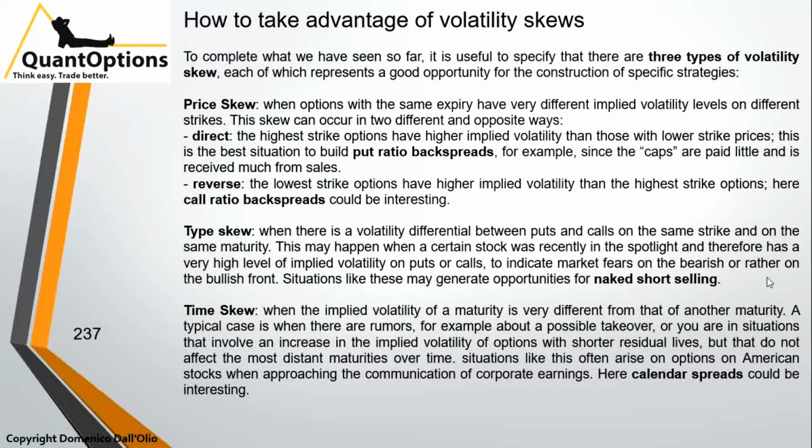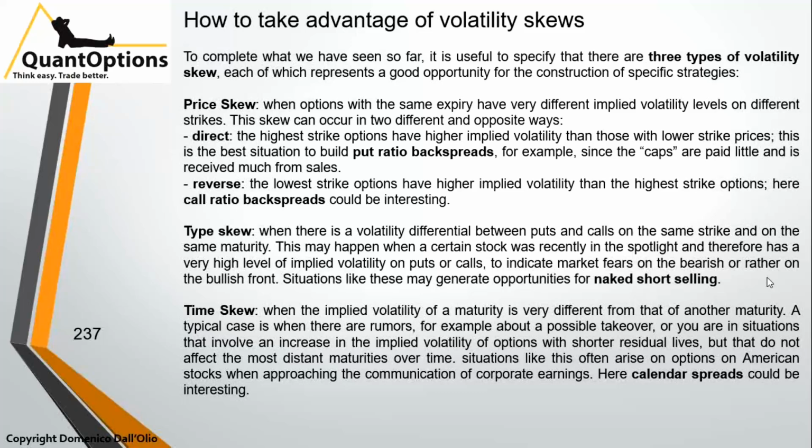To complete what we have seen so far, it is useful to specify that there are three types of volatility skew, each of which represents a good opportunity for the construction of specific strategies. We can have price skews, when options with the same expiry have very different implied volatility levels on different strikes. This skew can occur in two different and opposite ways: direct. The highest strike options have higher implied volatility than those with lower strike prices, and this is the best situation to build put ratio back spreads, for example, since the cost is little and much is received from the sales.